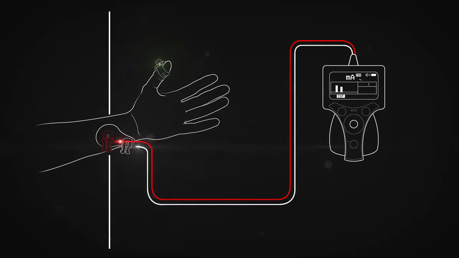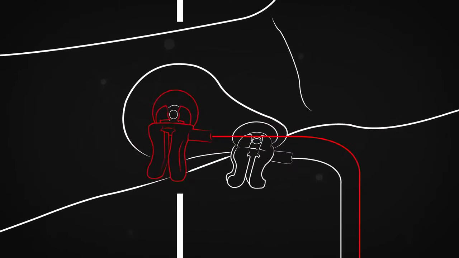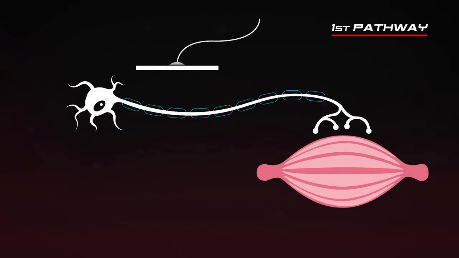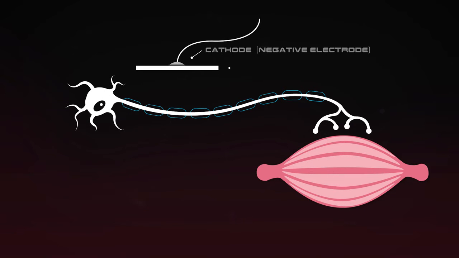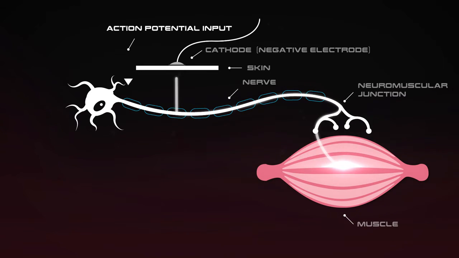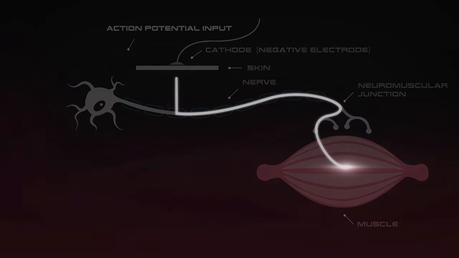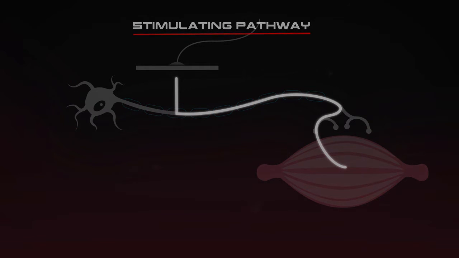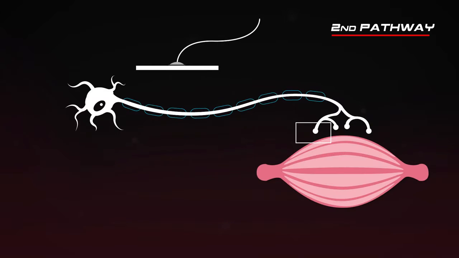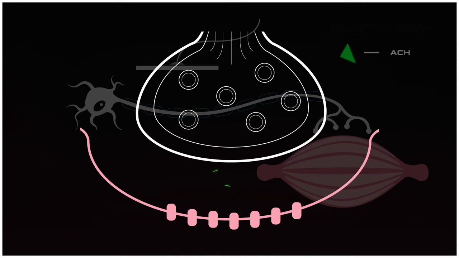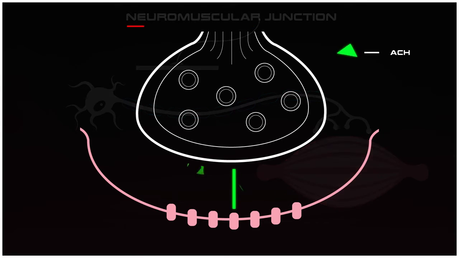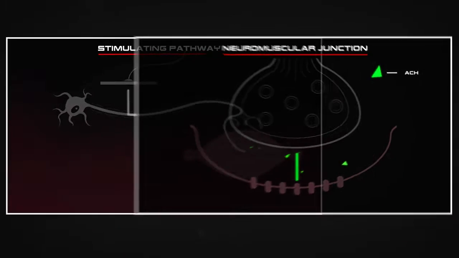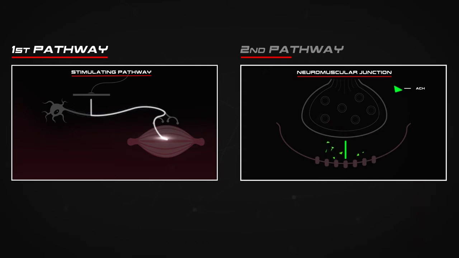In order to achieve a reliable result when doing objective neuromuscular monitoring, two primary pathways should be considered. The first pathway extends from the placement of the cathode or negative black electrode to where the intensity of the electric field creates an action potential, leading to a resulting muscle contraction. We will refer to this as the stimulating pathway. The second pathway considers the inhibitory influence of the injected muscle relaxant on the neuromuscular junction. Both of these pathways can influence the strength of the resulting muscle contraction.